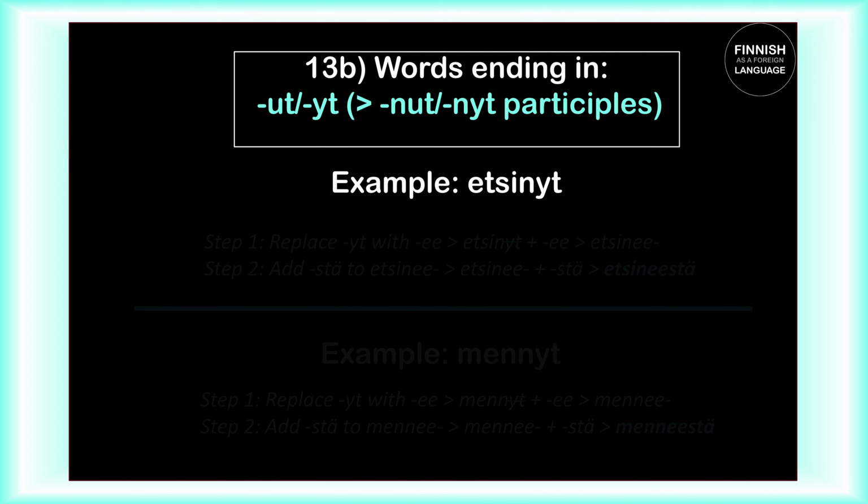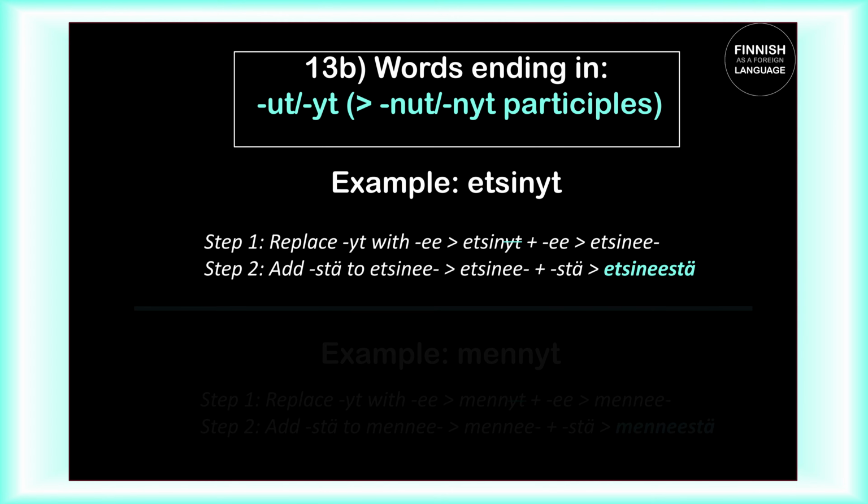Now, if you wonder when we ever use etsinyt, it is used, for example, when we want to form the perfect tense first person singular of etsiä, which is olen etsinyt. Now let's look at how to form the elative case here. In the first step we have to replace ut with a double e. So etsinyt changes to etsinee. Then in the second step we have to add stä. So that means we get etsineestä. This is the elative case.